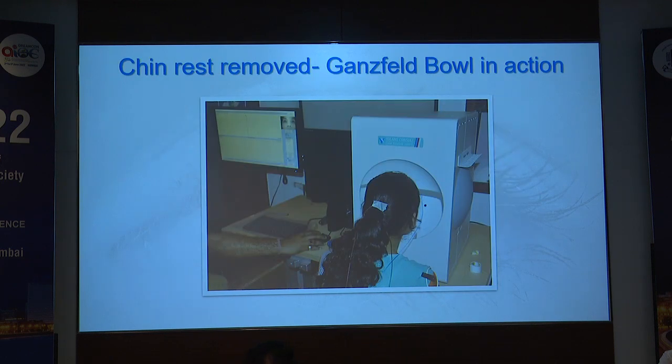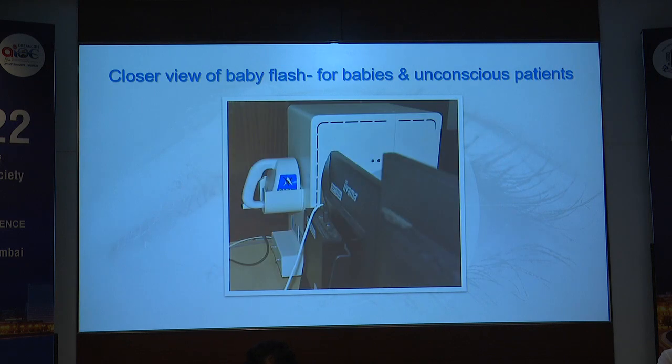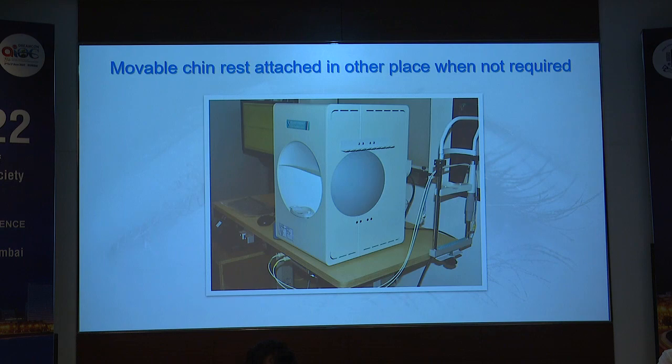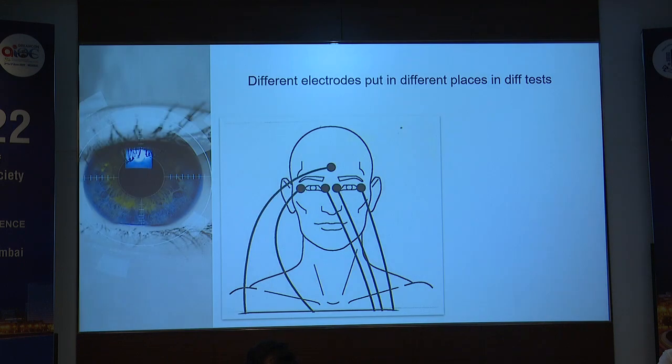Once that test is completed, we can move the patient to the Ganzfeld bowl. Baby flashes are used for babies and unconscious patients. Here is a closer view of the Ganzfeld bowl. When the test is not in use, the movable chin rest is attached to another place where it is not required. Now this is a schematic diagram showing how the electrodes are placed.